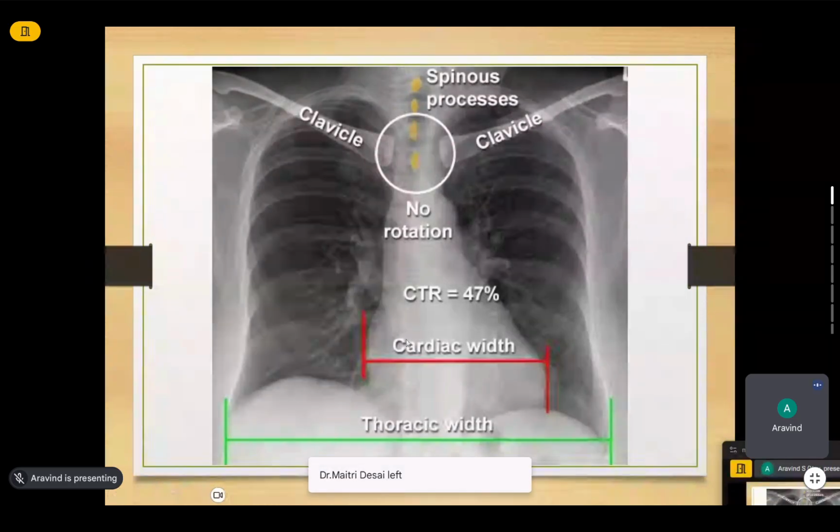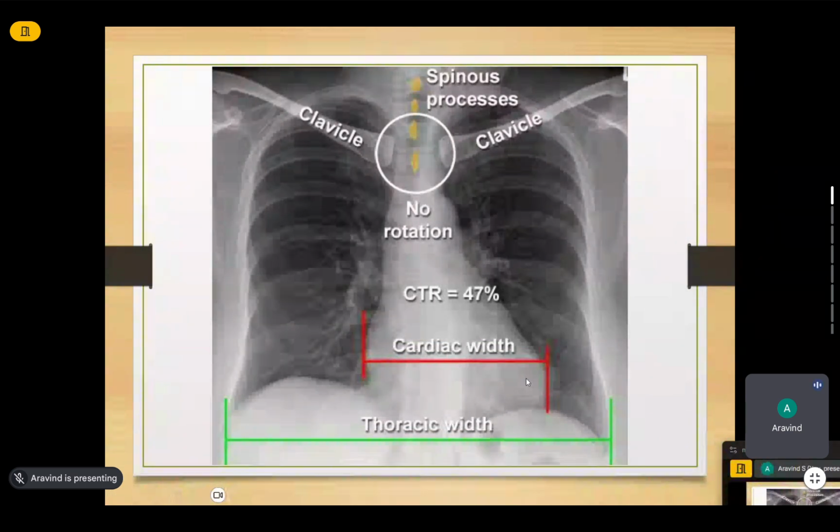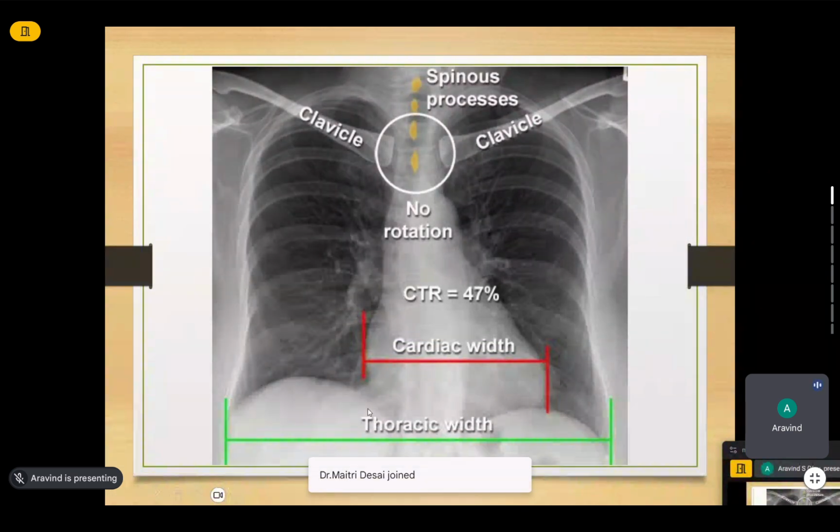Means we have to compare the cardiac width against the thoracic width. Regarding the thoracic width, we measure it by drawing a line from the widest part of the thorax in the image, from the inner aspect of the thorax. Similarly, we'll draw a line from the widest part of the heart. So the width of the heart must be less than or equal to 50% of the thoracic width.